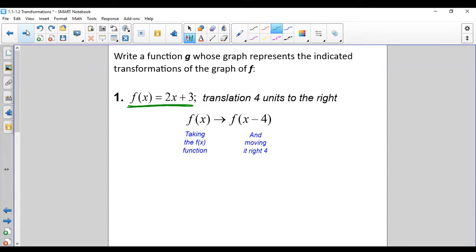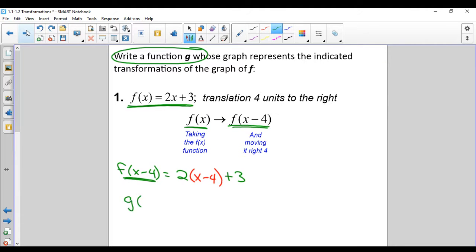This is where it gets a little bit different. So I'm taking this function, f of x, whatever that function is, in this case it's 2x plus 3, and I'm moving it 4 units to the right. So it's x minus 4 inside the parentheses. So what that means, to find f of x minus 4, I plug in x minus 4 for my x and then simplify. But instead, I'm asking you to write the function g. So instead of calling this f of x minus 4, this is our new function g.